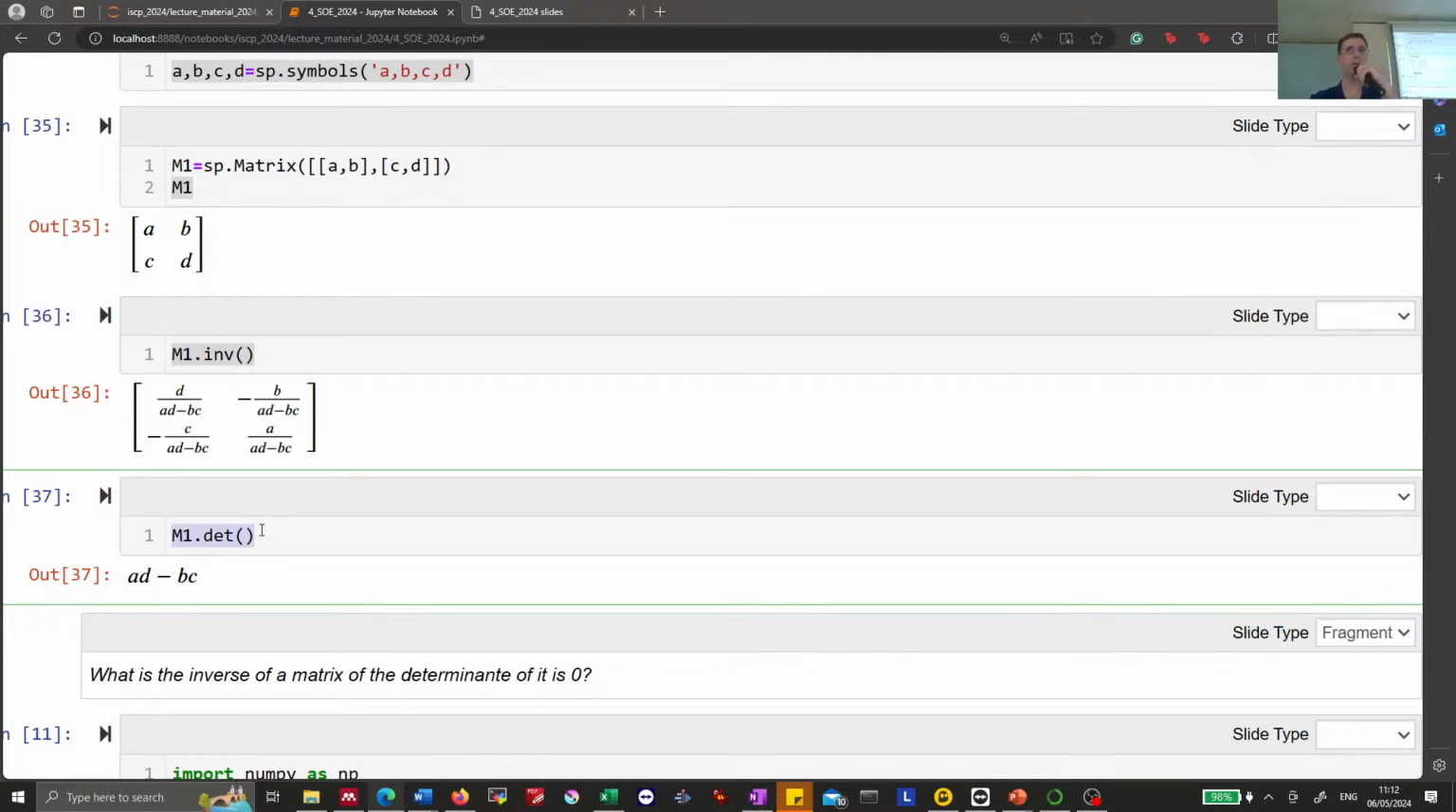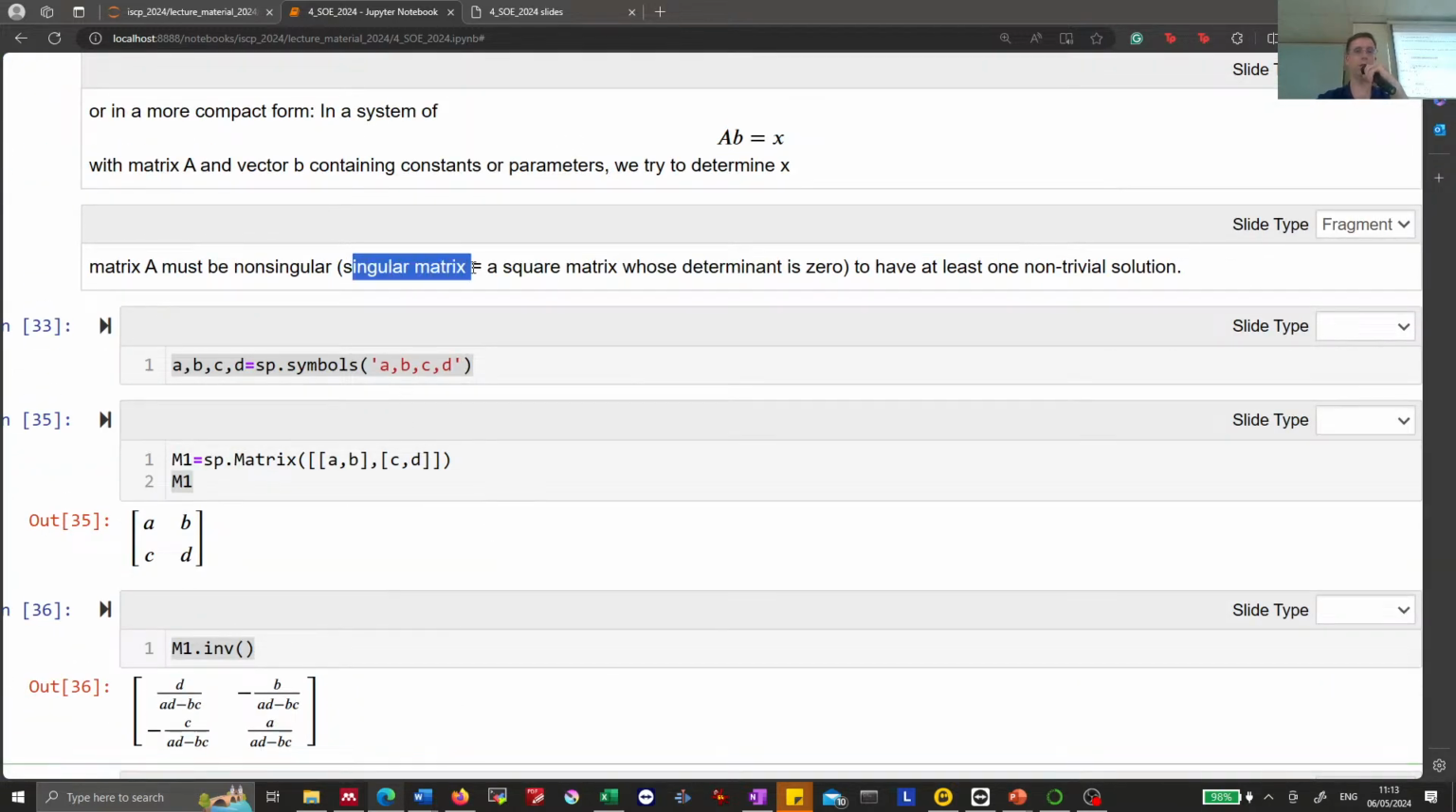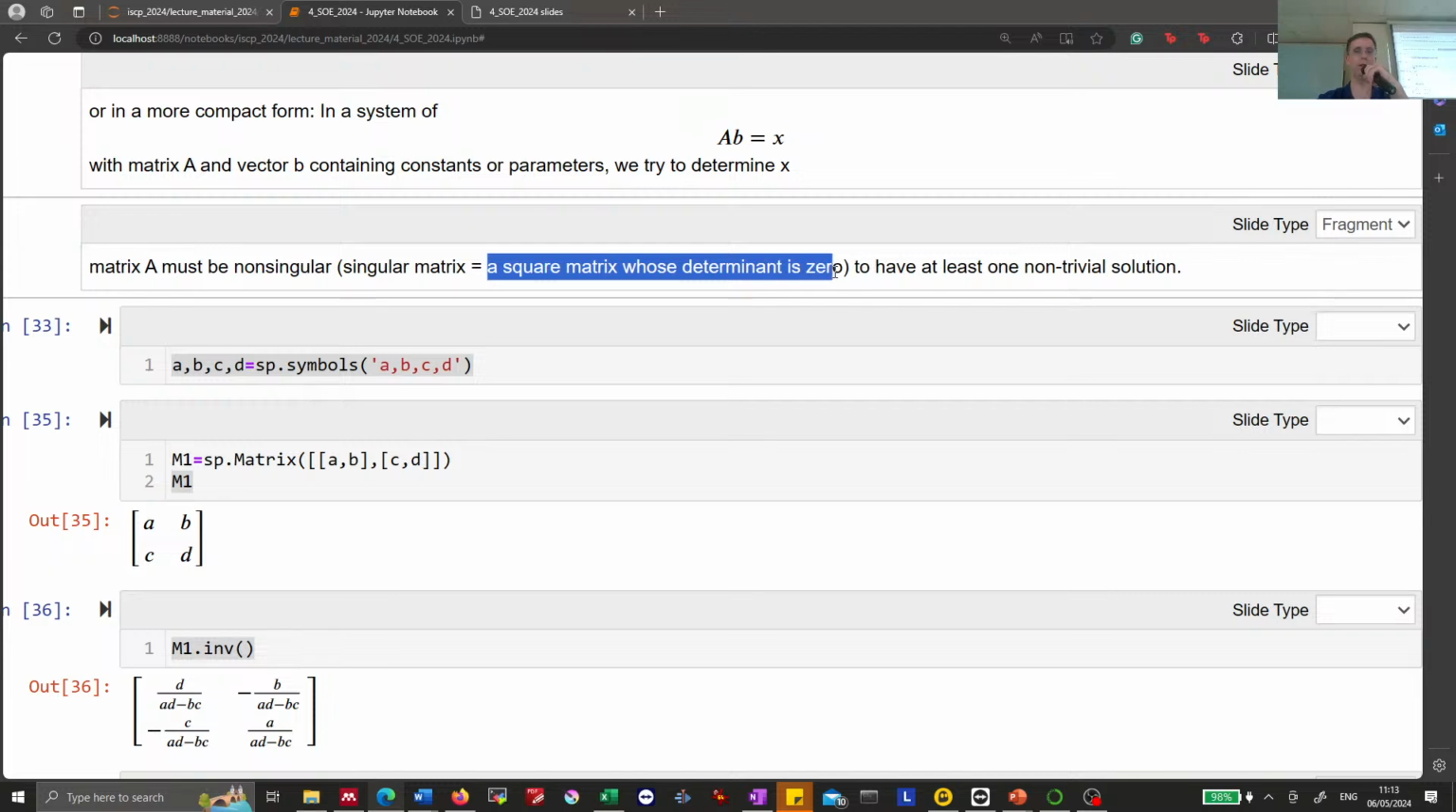Now going back to my questions before the break, what happens if the determinant is 0? Well, if AD minus BC is 0, then 1 divided by the determinant is infinity, right? So what we have written here is D, minus B, minus C, A times infinity. Right, and this is basically what is the matrix where the elements are infinity? So this is then not usable anymore. So our singular matrix, a square matrix whose determinant is 0, has no solution here.